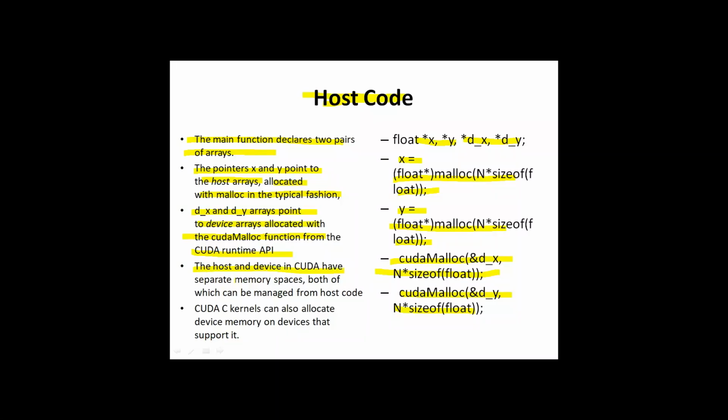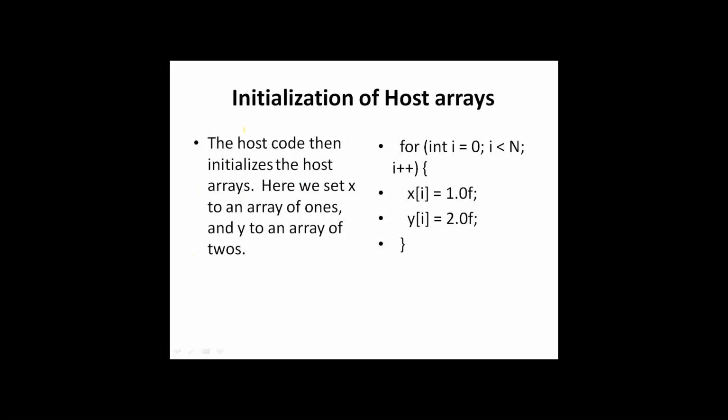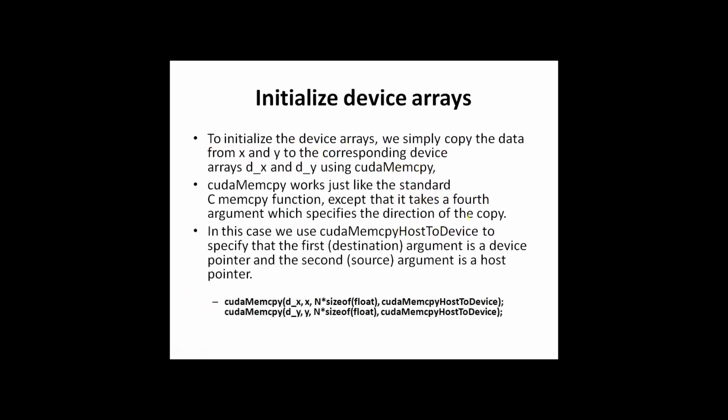The host and device in CUDA have separate memory spaces, both of which can be managed from the host code. CUDA C kernels can also allocate device memory on the device, which means we can create the device variables within the kernel also. Now, regarding the initialization of the host arrays, that is a simple loop to initialize the arrays. We have created the initialization part of x and y.